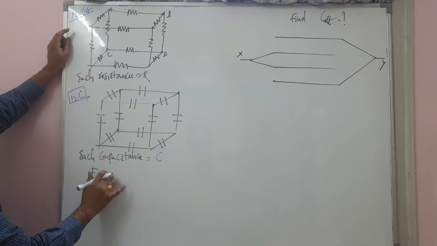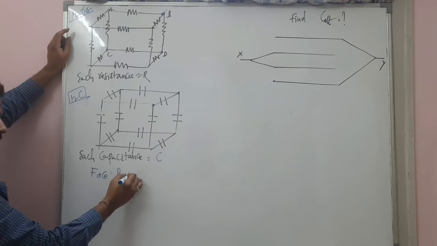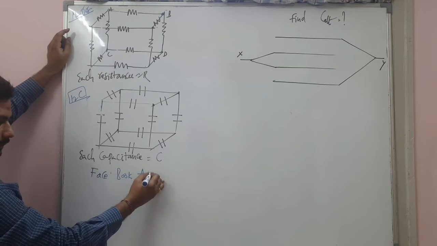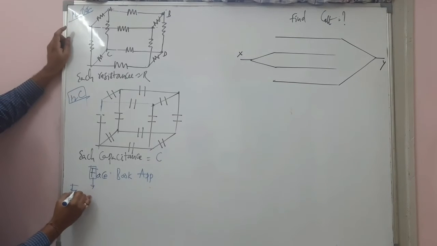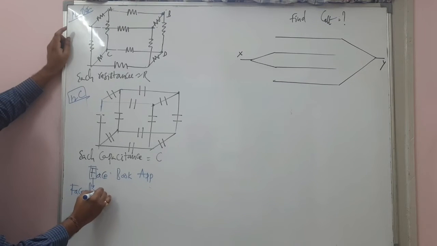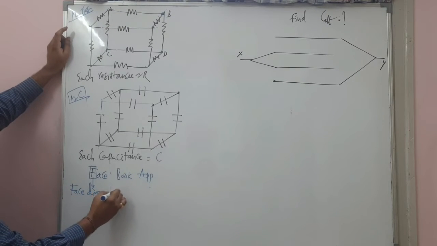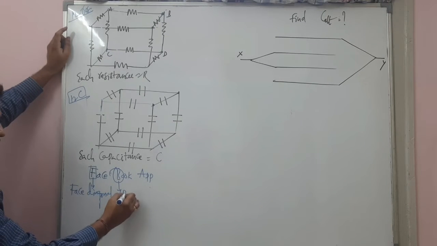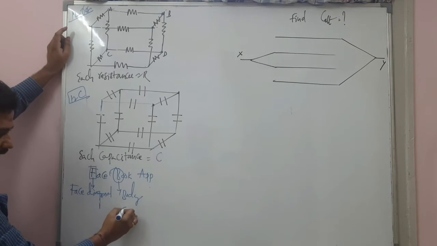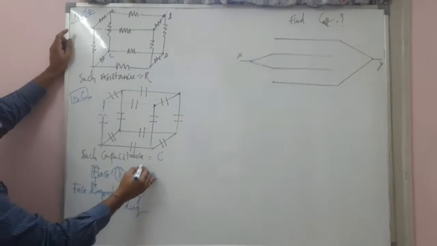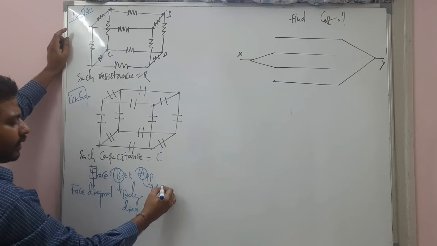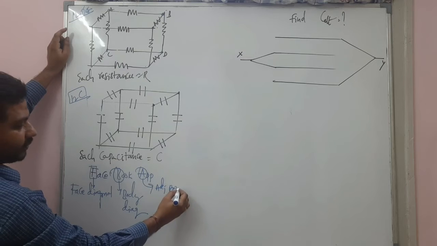Face book app. Here, F stands for face diagonal, B for the body diagonal, that works out for both, okay? A stands for adjacent points, remember.